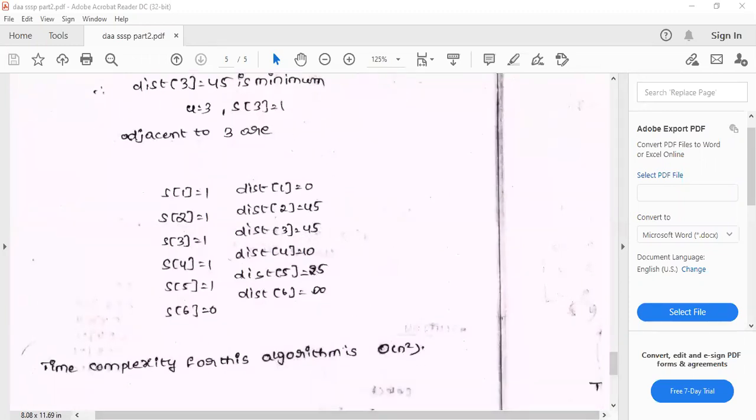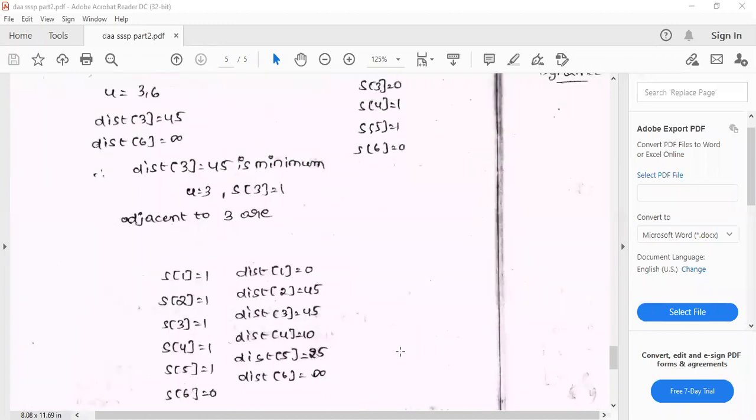So the time complexity is big O of n square. By using this algorithm, the time complexity is n square. We are finding the shortest path from a single source to all the destinations.